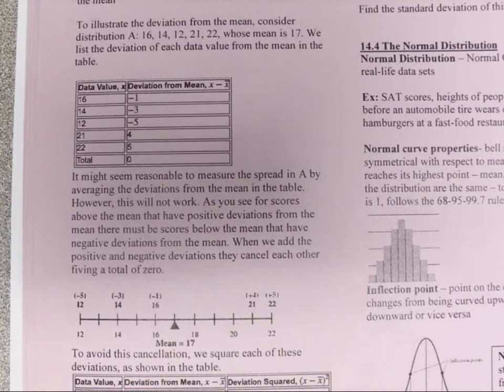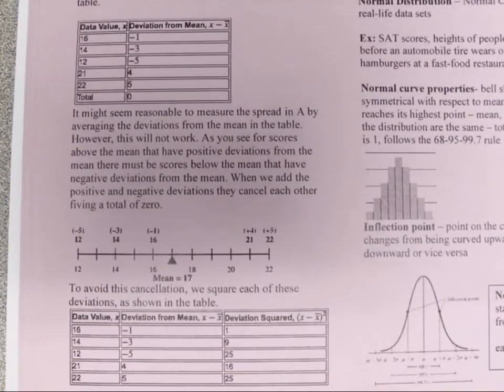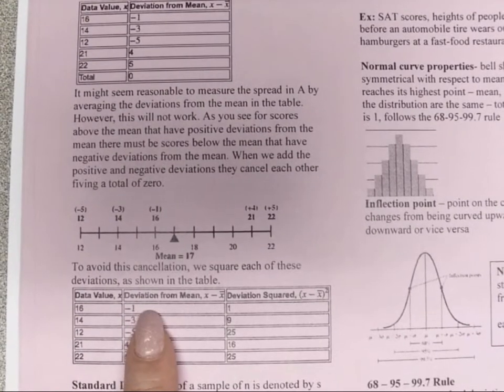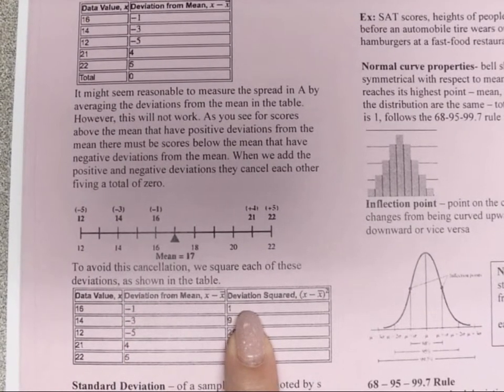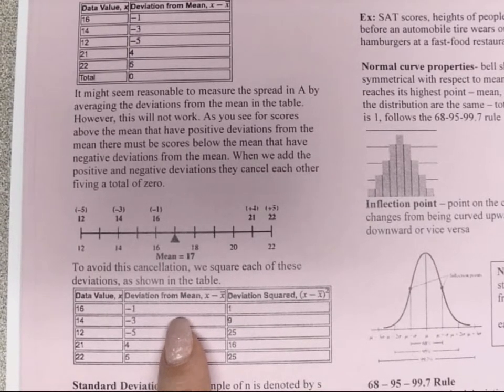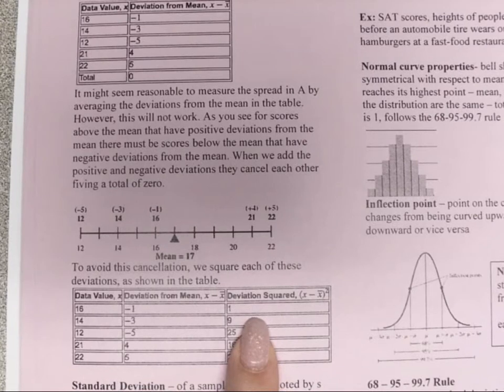To avoid the cancellation, we square each of the deviations as shown in the table. So now this is the same thing we just looked at, but now if we square that, we'll get all positive numbers. So the square of negative 1 is negative 1 times negative 1, which gets us positive 1.